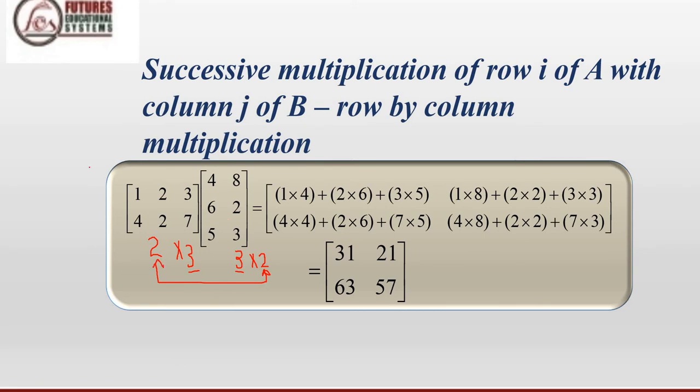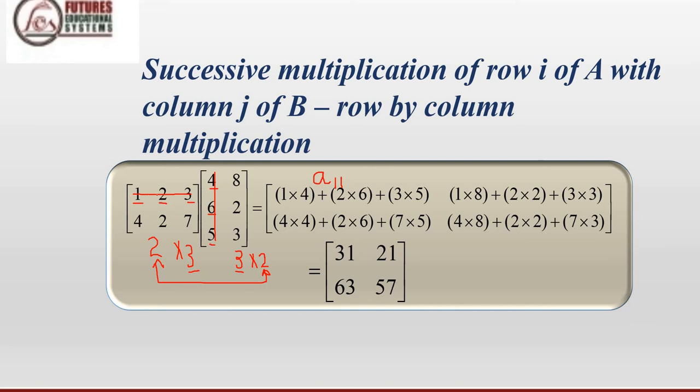Let's go to solve. From the beginning, we multiply the first row by the first column: 1 by 4 plus 2 by 6 plus 3 by 5. This gives me a 1,1, the first row and the first column in the solution.